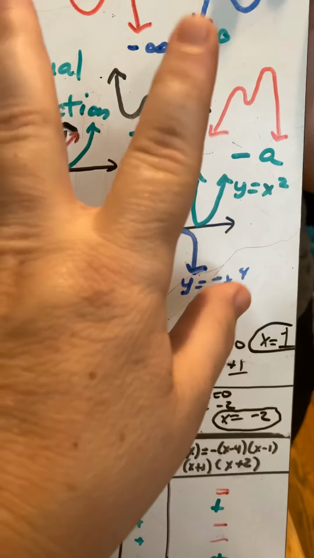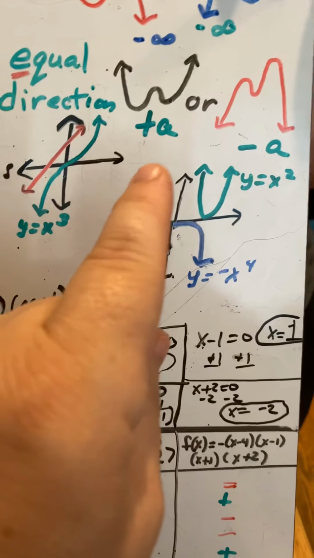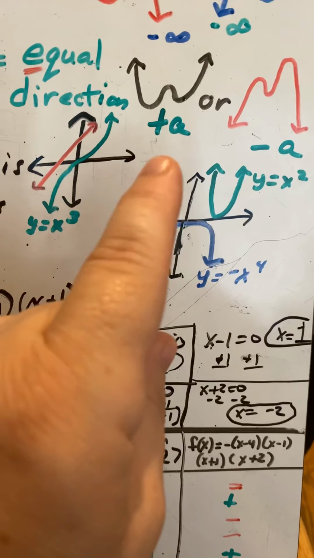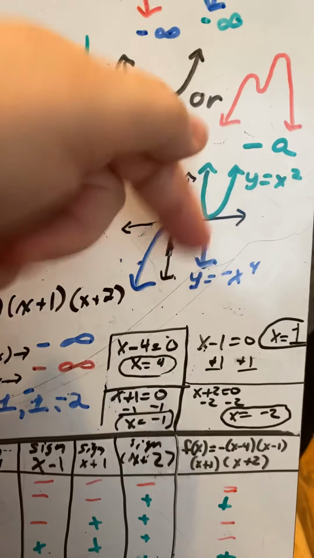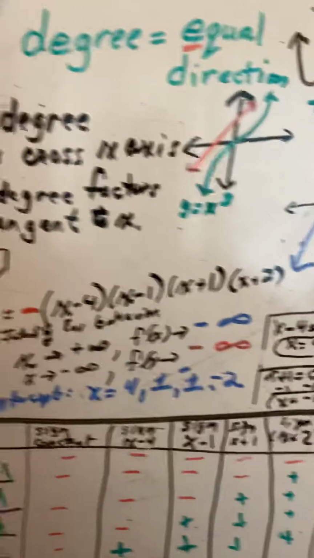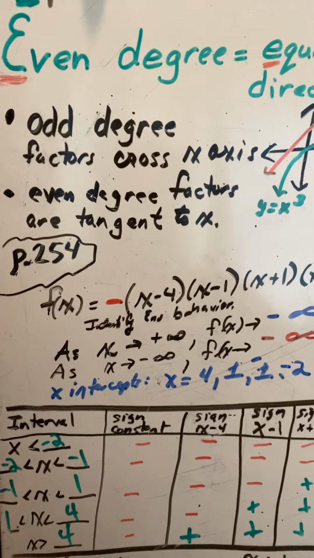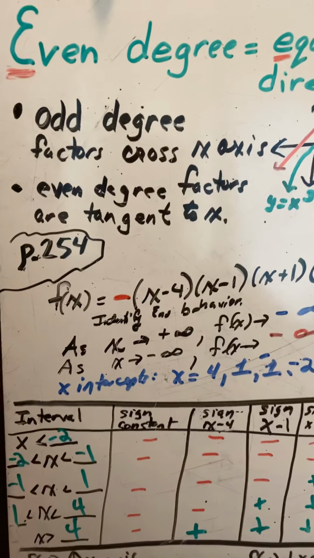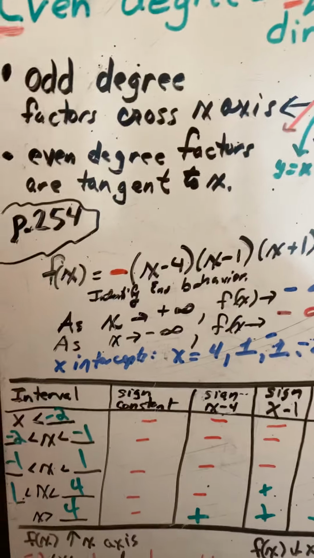How do I know whether they're both up or both down? It's that leading coefficient again. So if my leading coefficient is positive, point towards the stars. Negative people look at their feet. They're always looking down. And so that's why the negative one has both of them facing down. Odd degree functions cross the x-axis. Oh, I apologize. Odd degree factors, not functions, odd degree factors.